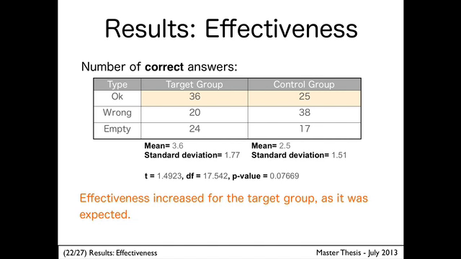After conducting a statistical hypothesis test of type t-test, it was found that the target group obtained a better score than the control group, with a p-value of 0.077, supporting the original hypothesis that the effectiveness increased for the target group.